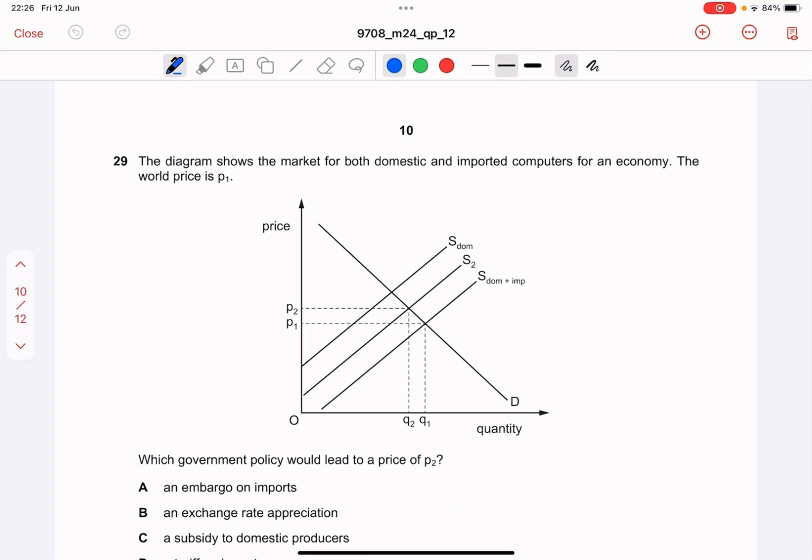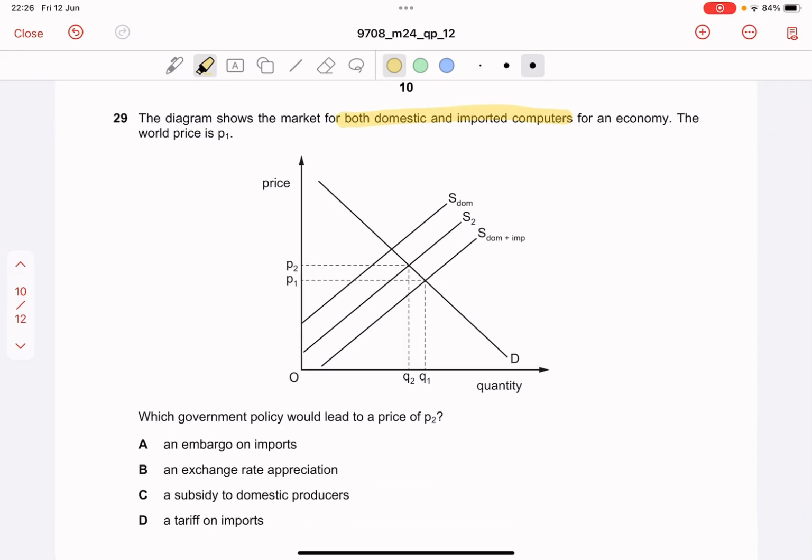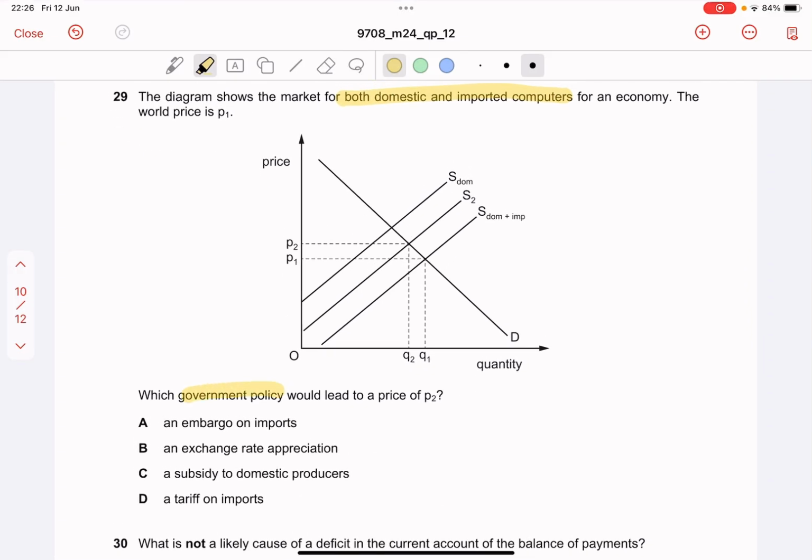Now, 29. The diagram shows the market for both domestic and imported computers for an economy. The world price is P1. Which government policy would lead to a price of P2? So the question says that the world price is originally P1, right? So it's P1, so the original equilibrium is here.